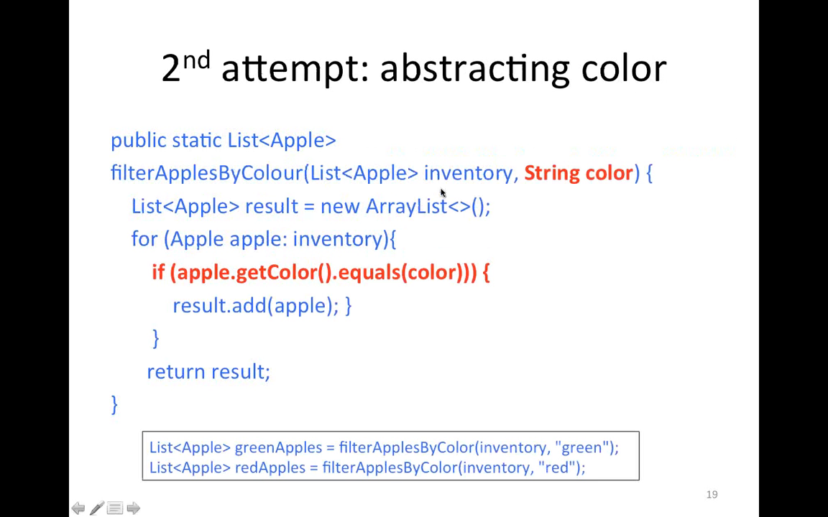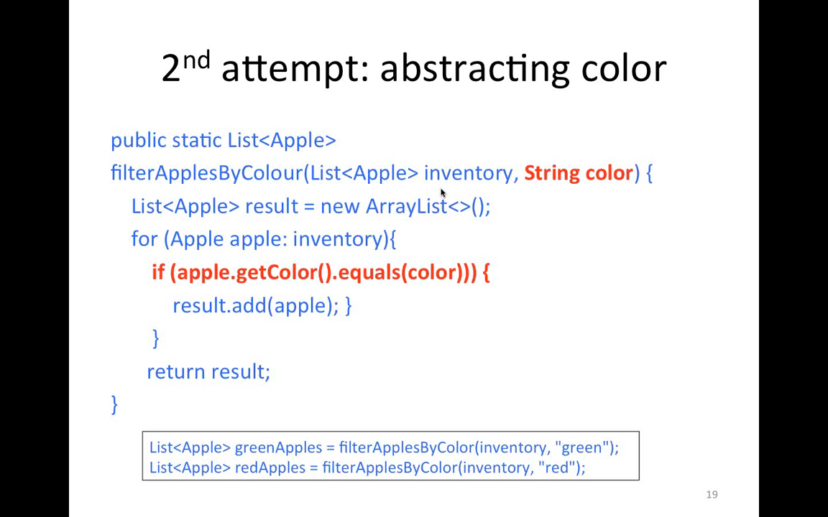But wait a minute. Now the farmer changes the requirements a little bit and figures, well, it's really awesome. You've written me a program that allows me to find green apples, but is there any way I can find out about red apples and maybe yellow apples?